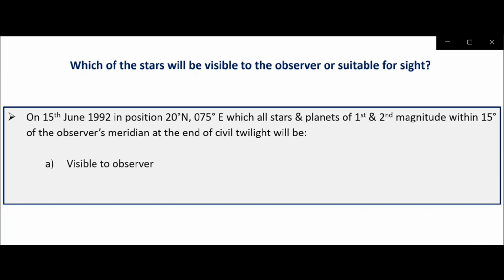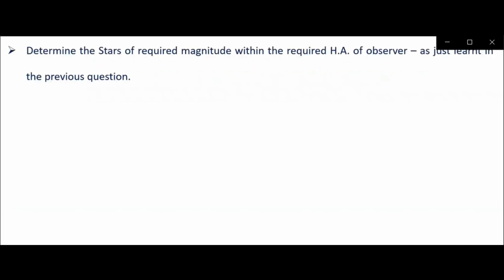On 15th June 1992, in position 20 degrees north, 75 degrees east, which stars and planets of first and second magnitude within 15 degrees of observer's meridian at the end of civil twilight will be visible to the observer and suitable for taking sight? I'm sure you'll agree with me that the first step shall be to make a comprehensive list of all stars and planets which meet the given requirement of magnitude and angle.